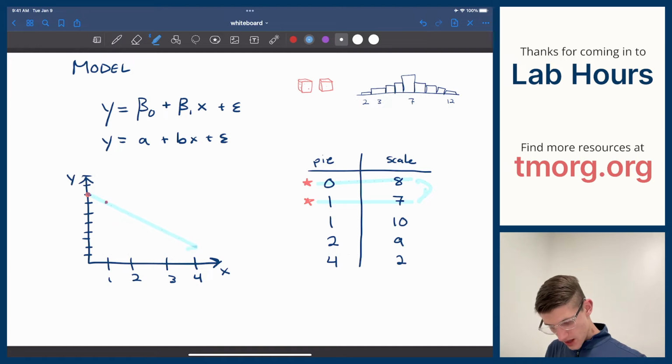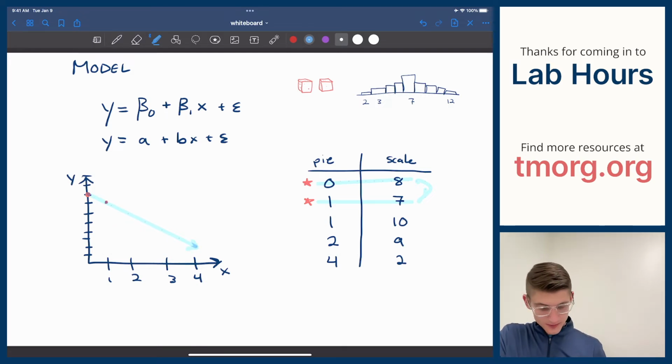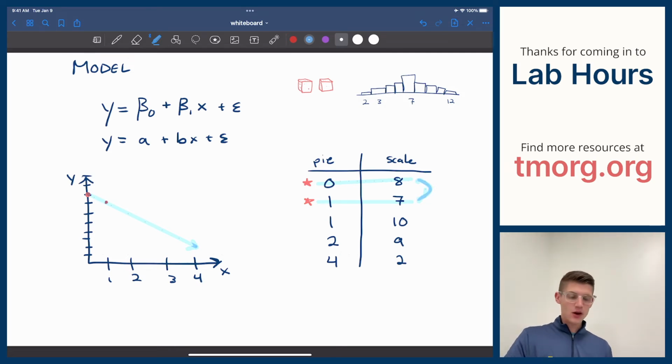Adding one additional piece of pie, this model, or this line from these two pieces of data, would suggest that adding one additional piece of pie to your stomach decreases your enjoyment of the party by 1 point, right? That's really easy to see with just these two observations. There's only really one line you can draw.